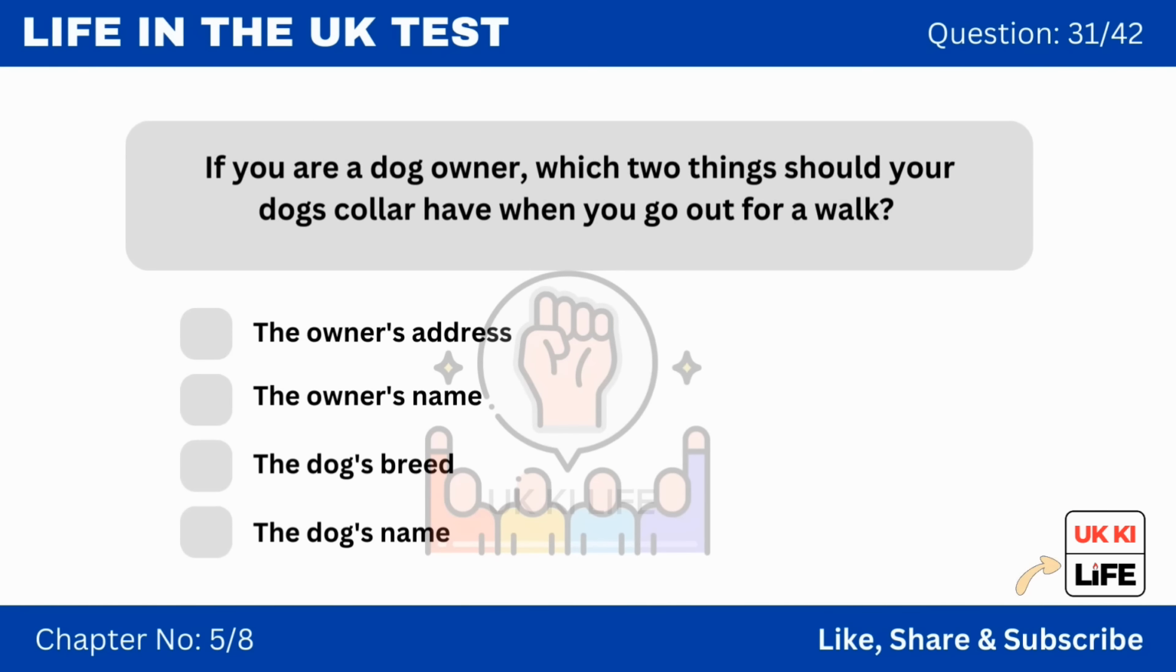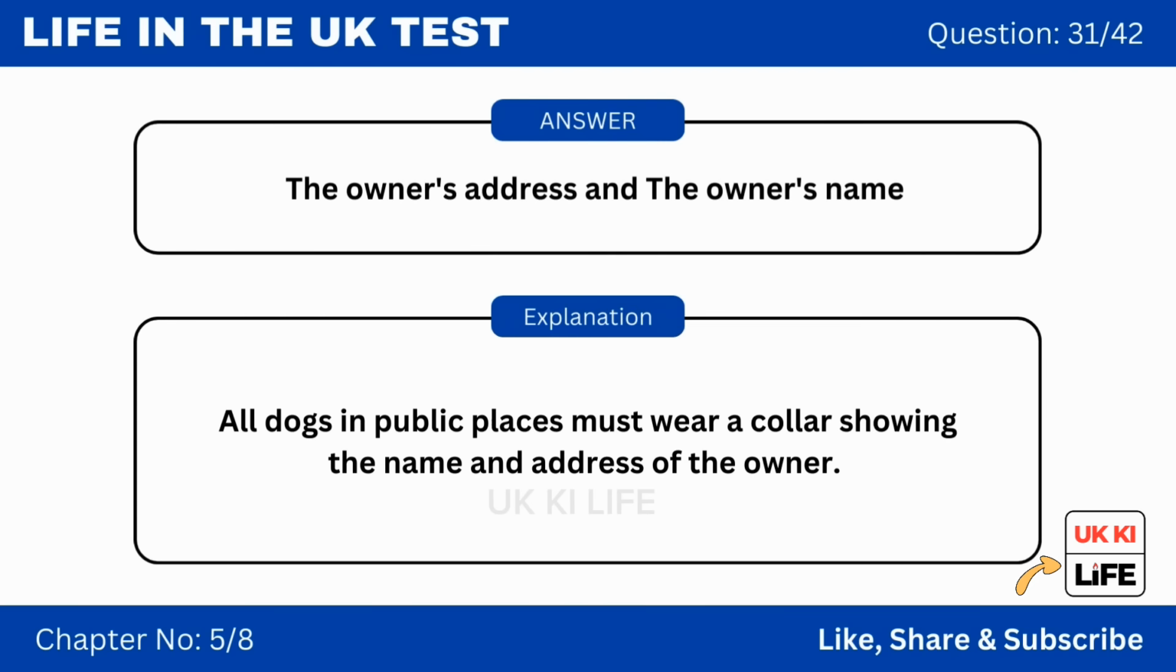The correct option is A and B. Explanation. All dogs in public places must wear a collar showing the name and address of the owner.